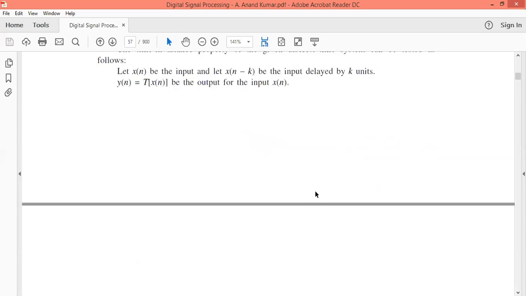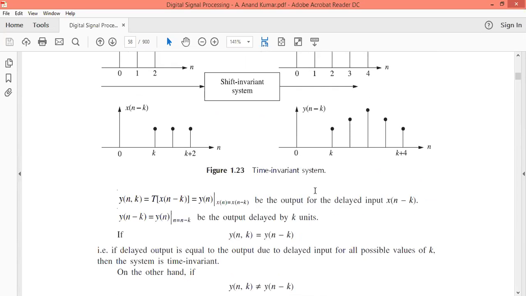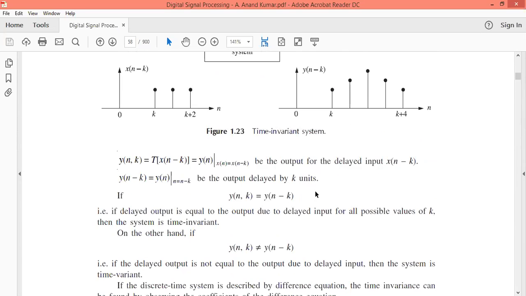So how do we check this here? To check this, we just shift the input. Wherever you have x, x should be replaced with x of n minus k. Write the corresponding output as y of n comma k. So what is y of n comma k? By applying the input as x of n minus k, the output we are getting is y of n comma k.